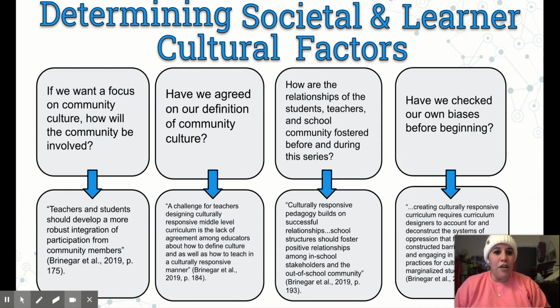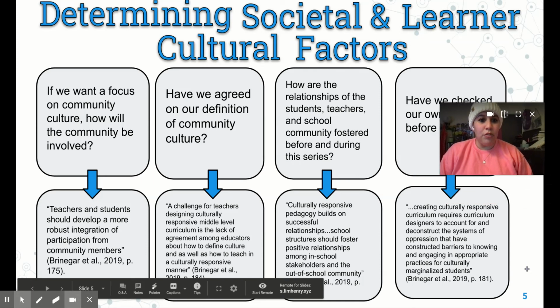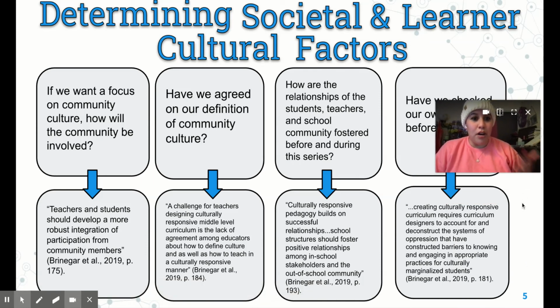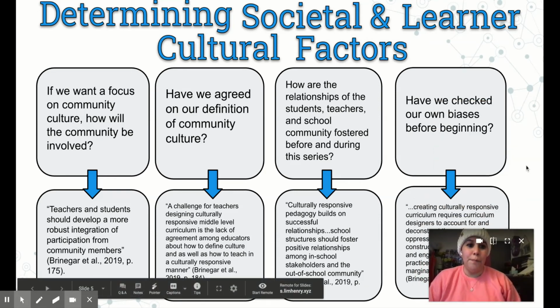Next is how are the relationships of the students, teachers, and school community being fostered? Once again, we want to focus on that community culture. So we want to make sure that we are really fostering those relationships and making sure that they're as strong as they can possibly be. And finally, have we checked our own biases before beginning? In order to create a culturally responsive curriculum, we have to think about our own biases and barriers that we may have put up or that we have made continue for our culturally marginalized students. So we need to check those biases before we continue.